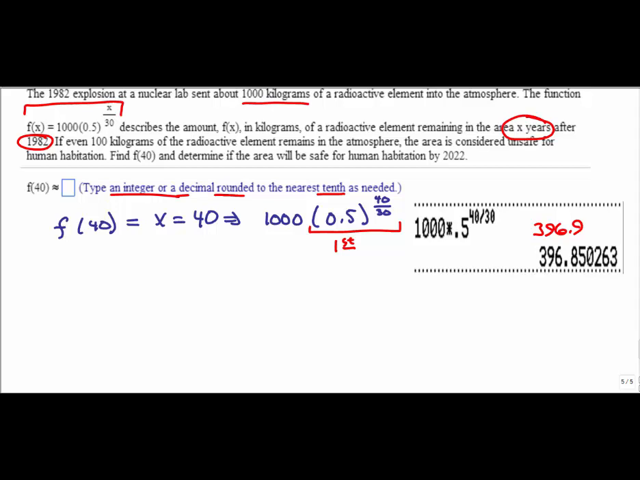Well, 396.9 means the number of kilograms that are remaining x years after 1982. Well, x was 40, so 40 years after 1982. So that would be 1982 plus 40, 92, 2002, 2012, 2022. So this is the amount of radioactive element remaining in the atmosphere in 2022, I think we just said. So that's what we're trying to do, is to compare these and then come up with a decision here. And I'll let you guys do that part.